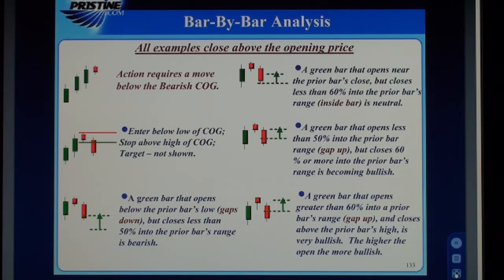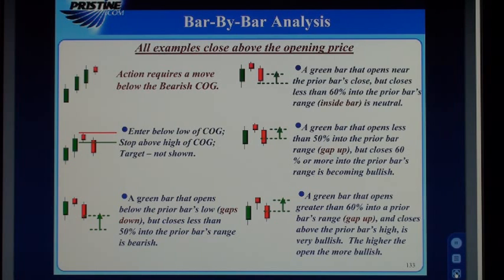With the example on our upper right, we have a green bar. In other words, it's closing above its opening price. It opened near the prior bar's close, but closes less than 60% into the prior bar's range. In other words, we have an inside bar and a neutral bar. We have to wait for the next bar to form, and based on our sell setup, we're looking for this bar's low to be taken out, and ideally a bar that closes below its opening price.